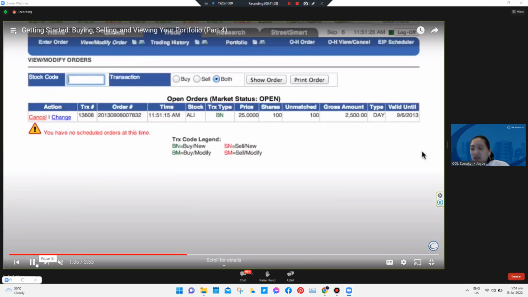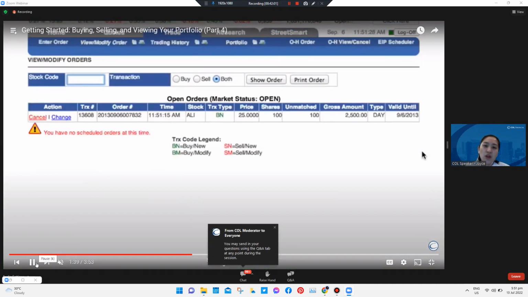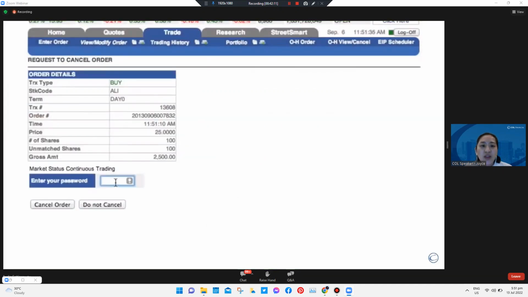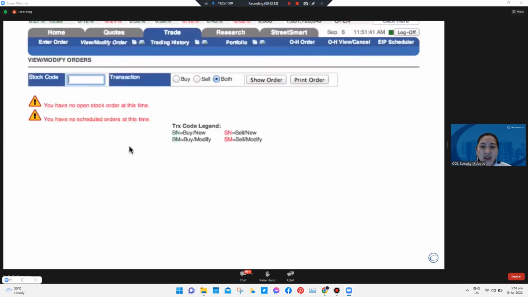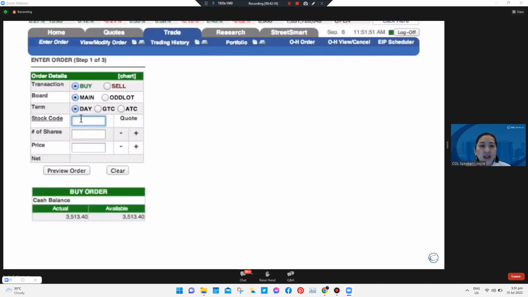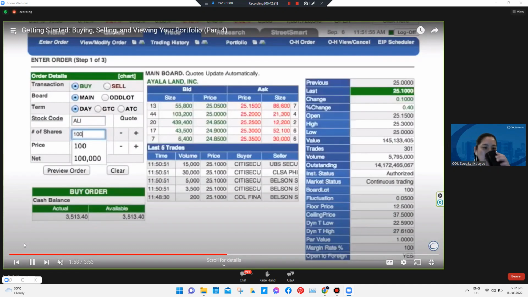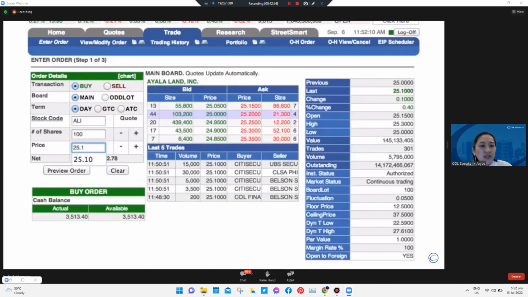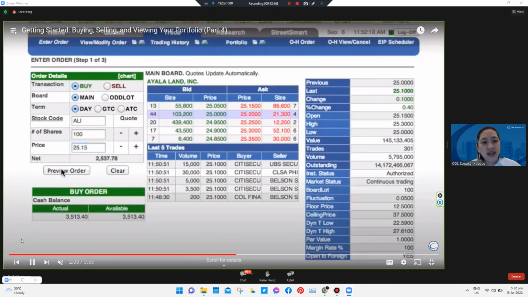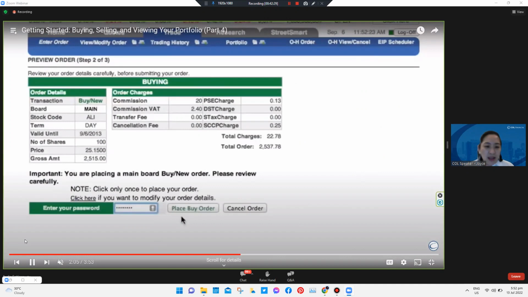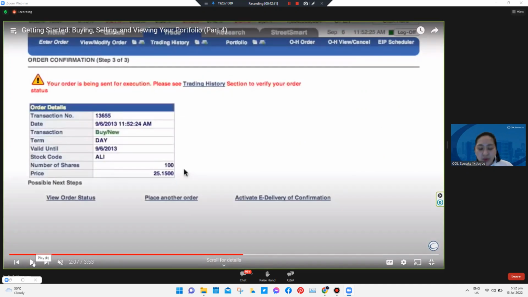Now, if you do not want to keep on waiting, you can just click the cancel button here on the left side. That's how you cancel. Then enter another order with a higher price so that you can buy it immediately. So this time it's 25 pesos and 15 cents that we're putting in. Again, same process: putting your password in and reviewing your fees.